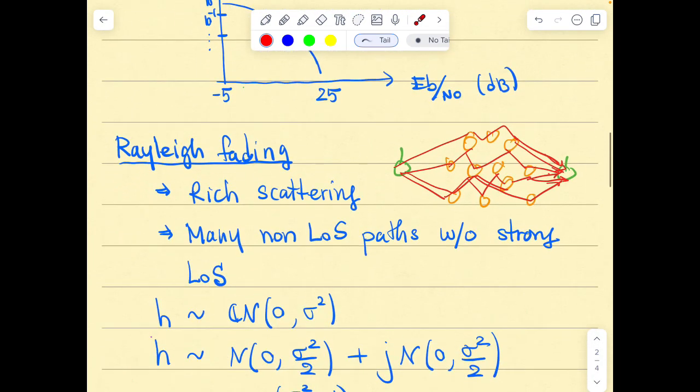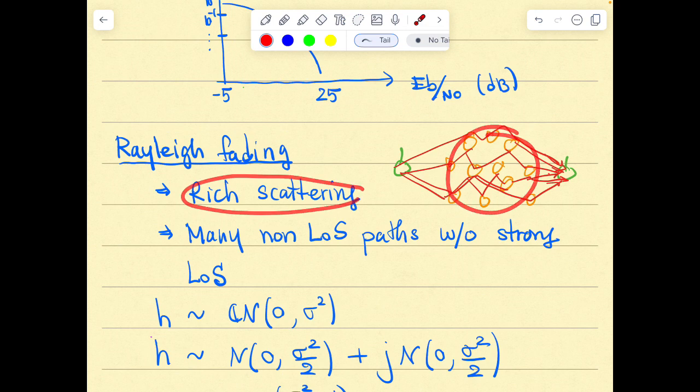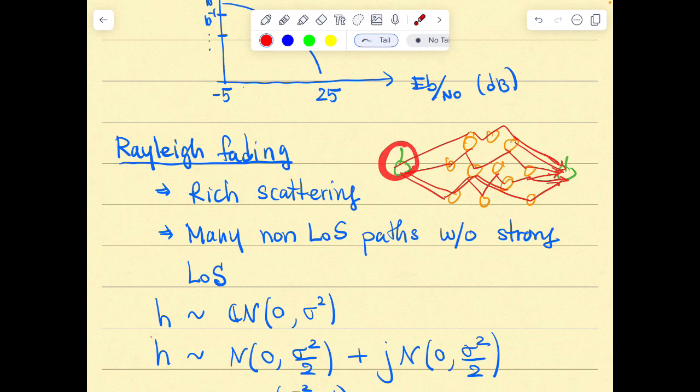Now let's take a look at the first kind of fading, which is Rayleigh fading. In terms of Rayleigh fading, the assumption is this: there's a lot of objects in the signal path. So imagine this is the transmitter, this is the receiver. The signal will go through multiple paths, and it's going to reflect off these different objects, and then it's going to get to the receiver.